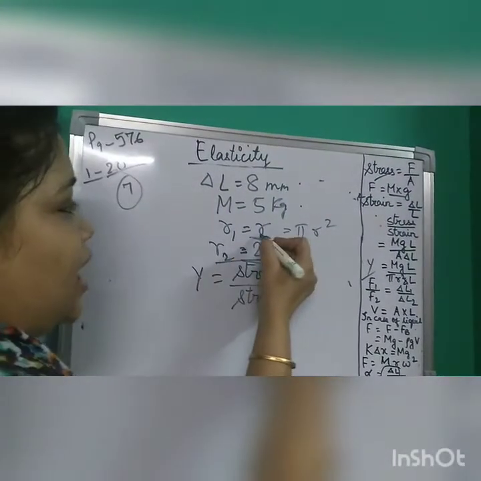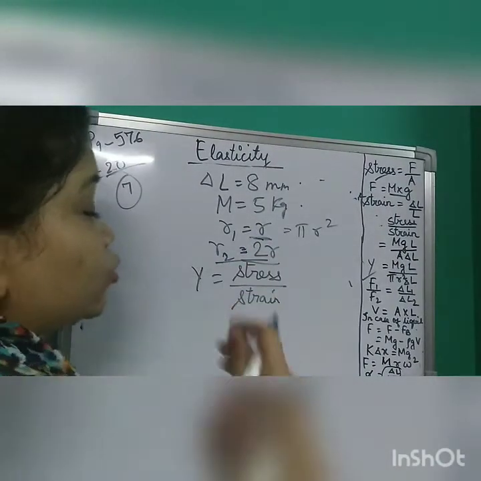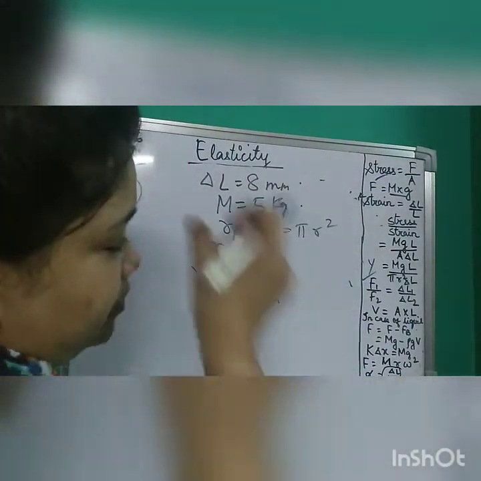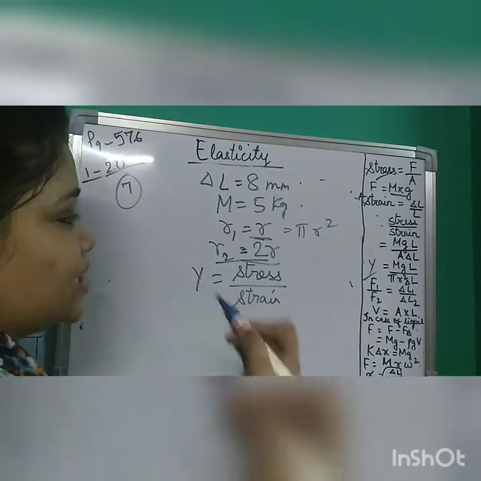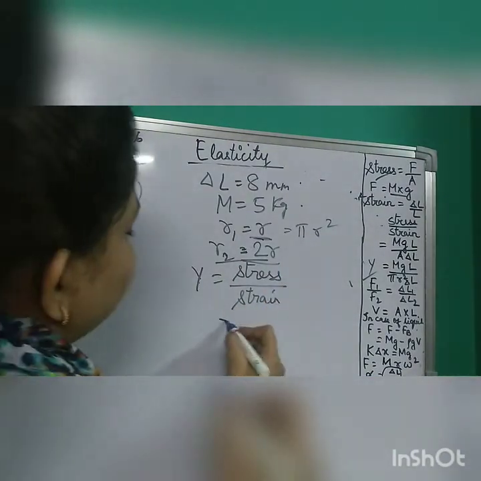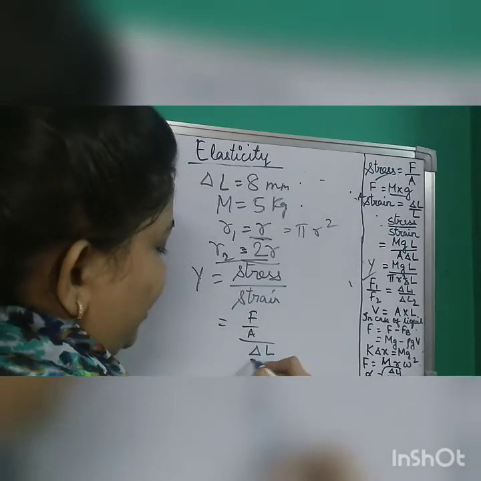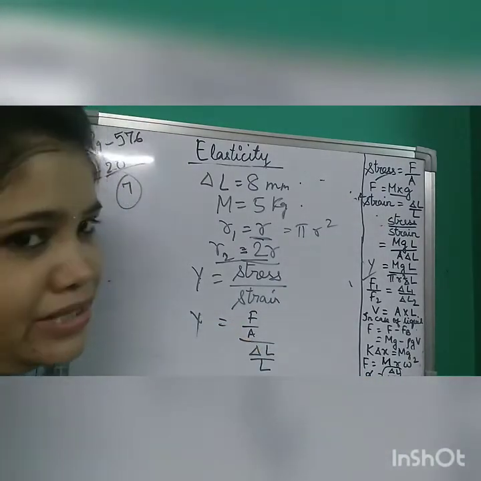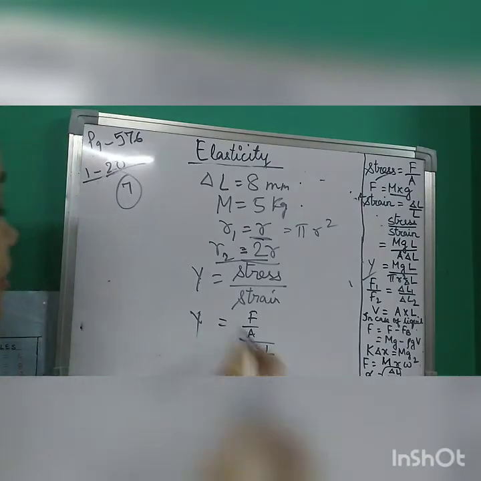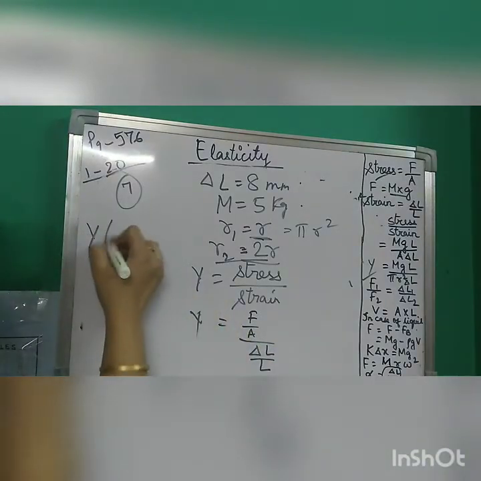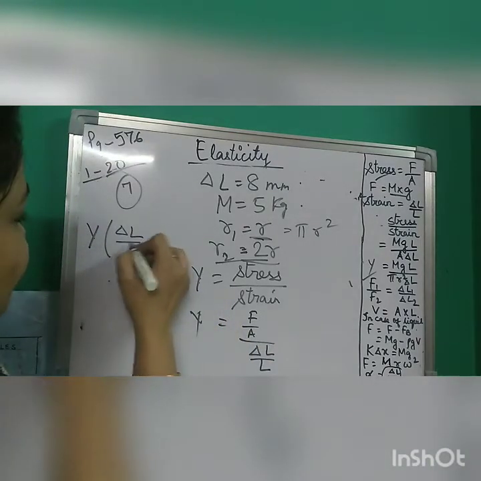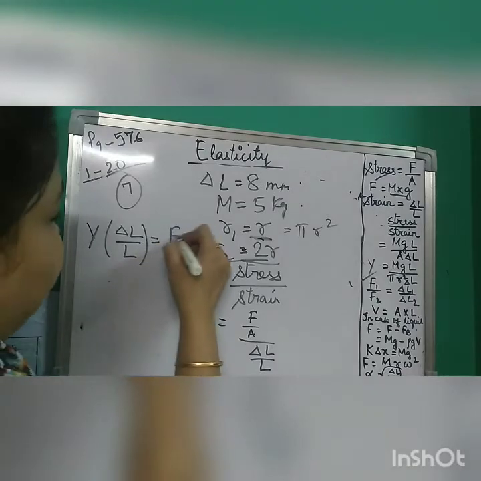Okay, it's told that R1 is R and R2, the second radius, is doubled. It becomes 2R. So you know Young's modulus is stress by strain. What is stress? F by A. And what is strain? It is delta L by L. And Y, keep it as it is. So if I cross multiply, what am I getting? Y delta L by L is equal to F by A.